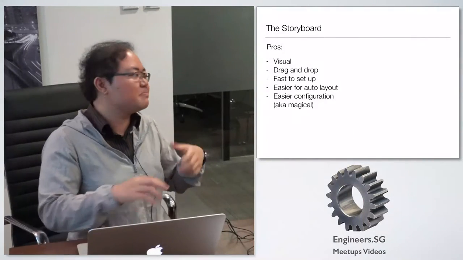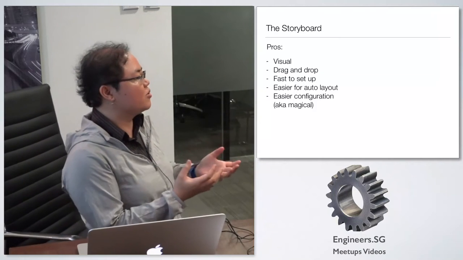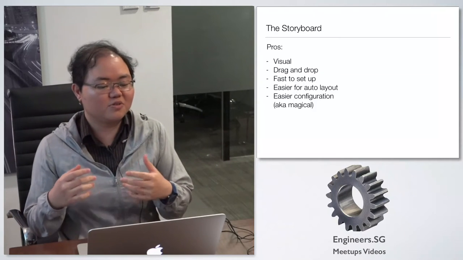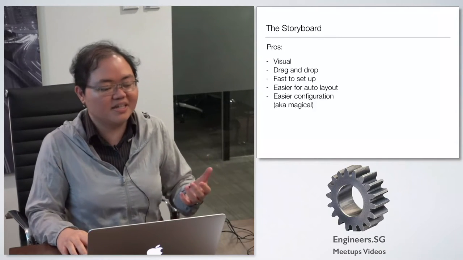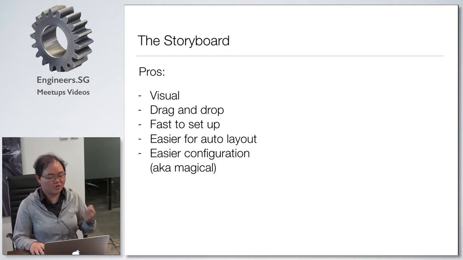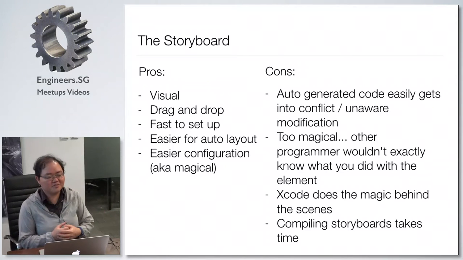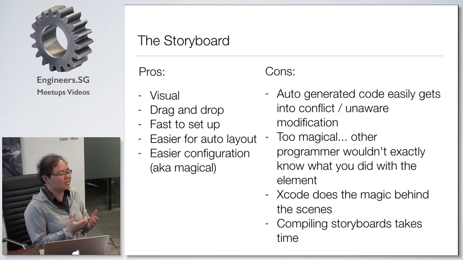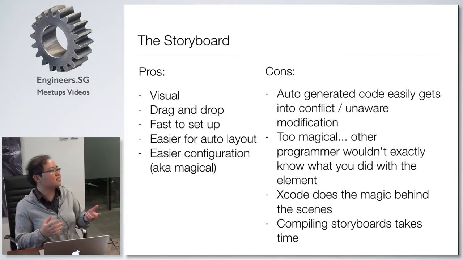So after some experience with that, I can personally conclude that the storyboard is really cool and really good because it is so visual based. It lets you drag and drop so many elements. It's fast, it's also very magical, and it's easy to do your auto layout. But there are also some disadvantages. For example, you don't really understand how Xcode generates the code for you. And when you work in a team, that code actually gets conflicts easily.